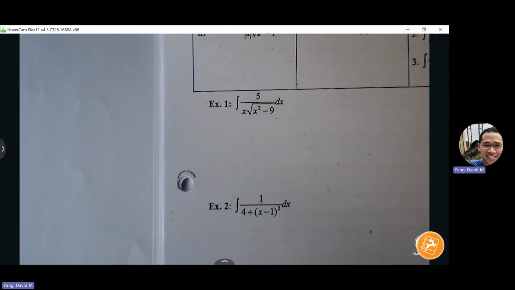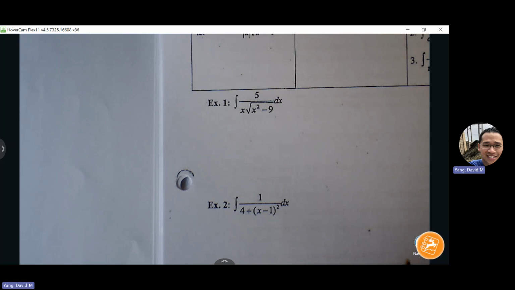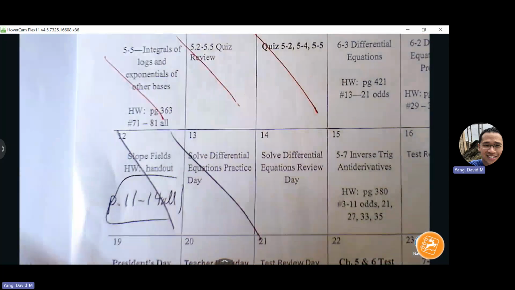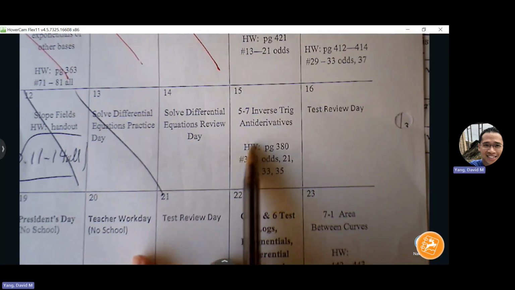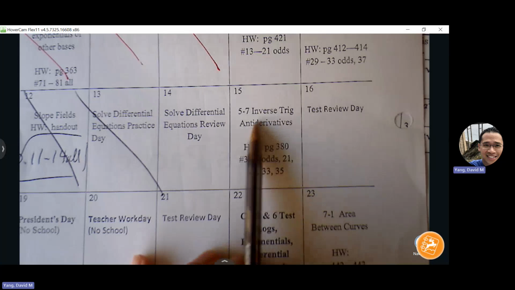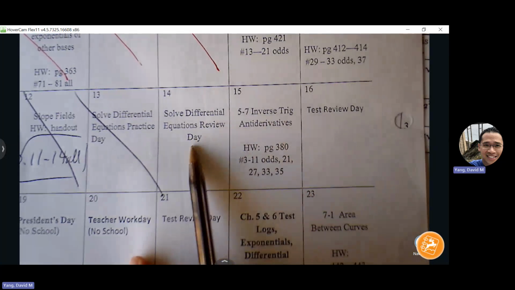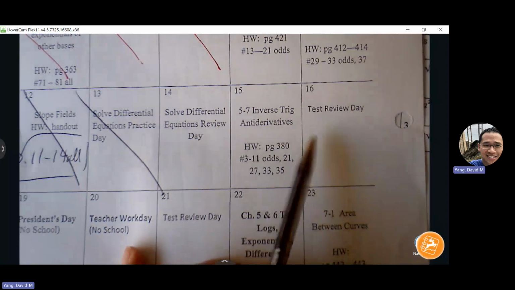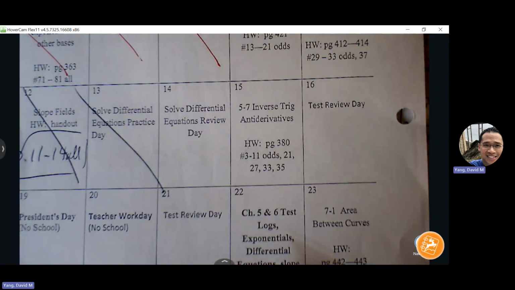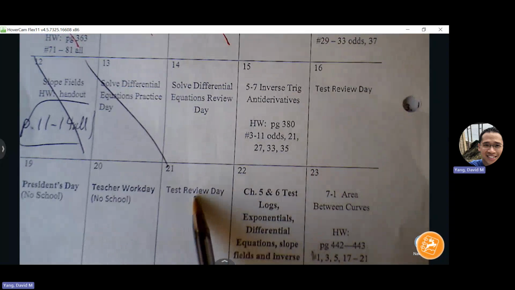Guys, I want to change things up a little bit from the schedule. I think what I want to do is do the review or more practice tomorrow. And I feel like I want to just get the notes out of the way for 5.7. This is inverse trig antiderivatives. If I can get that out of the way, then we can do tomorrow being review and then continue reviewing all the way into next week as well.